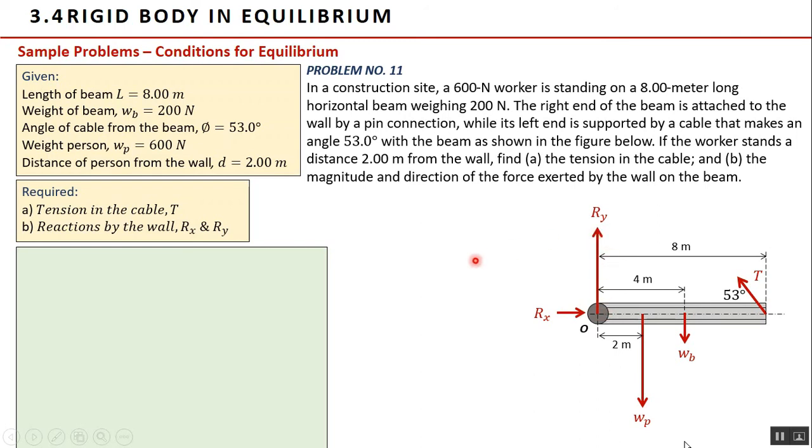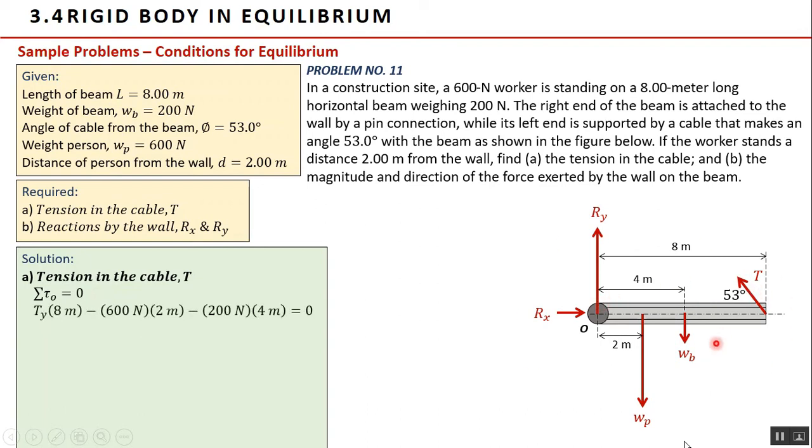Now, are you ready to listen? I will show you how it is done. For the tension in the cable, we take the summation of torques about point O equals 0. Referring to our FBD, the y component of the tension creates a counterclockwise torque, so it is positive Ty multiplied by the lever arm, 8 meters.